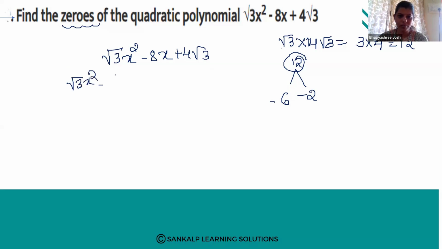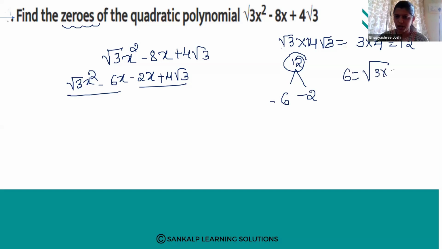Root 3x square minus 6x minus 2x plus 4 root 3. Okay. Here also make 2 groups. Here root 3x square minus 6x is there. So 6 can be written as root 3 into root 3 into 2. Here root 3 is there, here also root 3 is there.